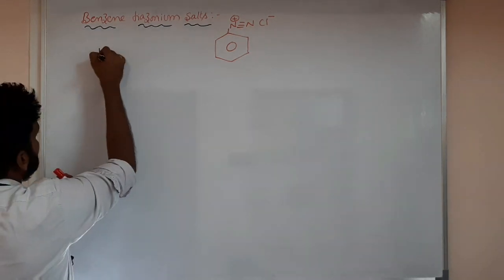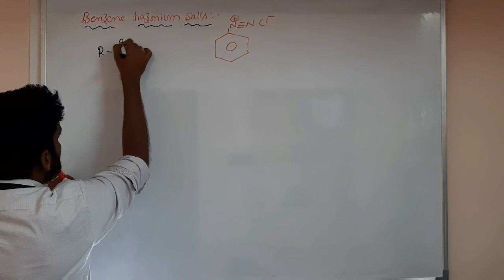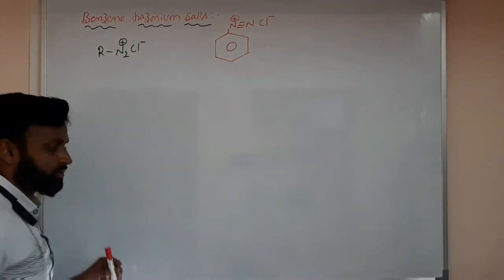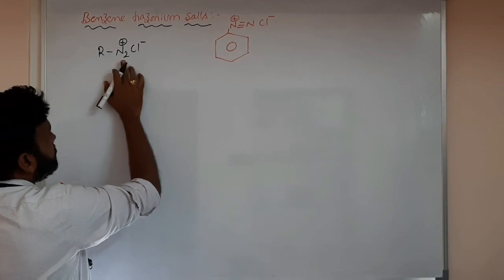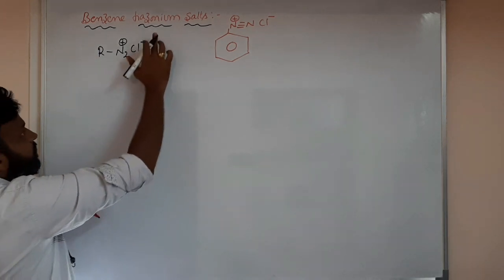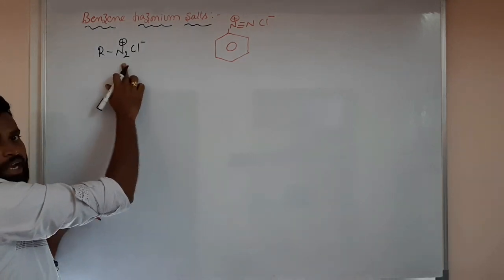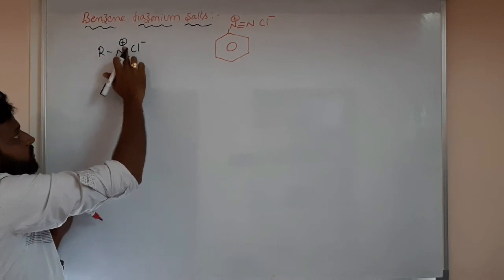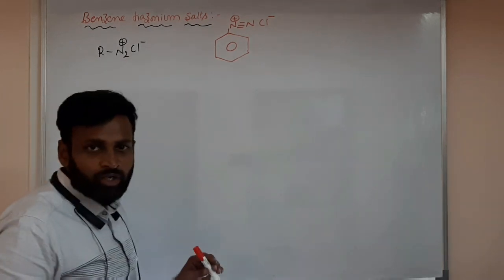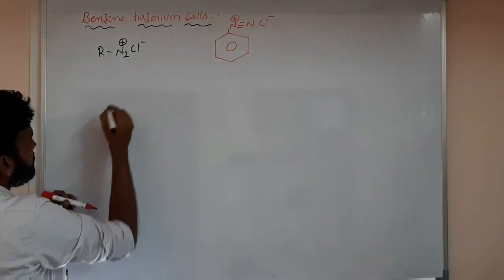Diazonium salts in the aliphatic case means R N2 plus and Cl minus, like this. So this is alkyl diazonium. Azo means N2, and a positive charge is there. So diazonium salts, actually. Preparation you know already, C6H5.